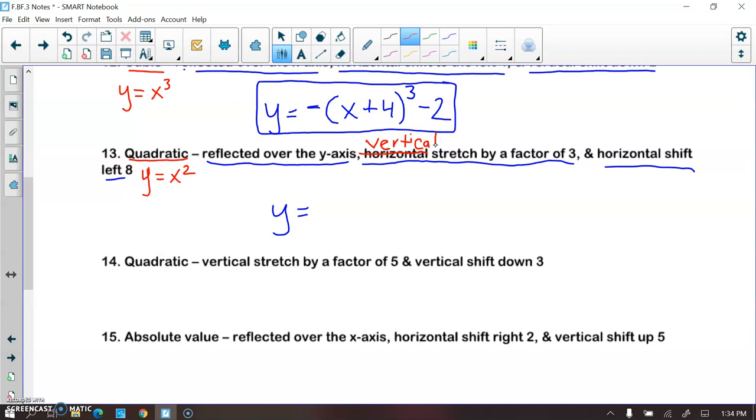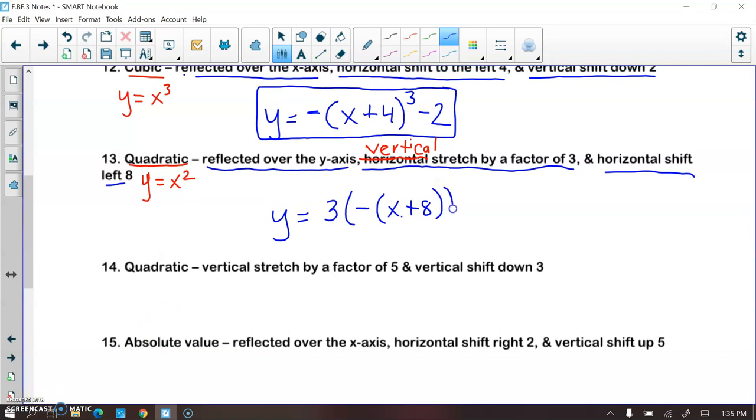So a vertical stretch by a factor of 3 means that we're going to put that on the outside of our parentheses. Then the reflection over the y-axis, we have a negative on the inside. And then the horizontal shift left, we need to be careful. We're going to do another set of parentheses, and then we're going to do an x plus an 8, and close our parentheses and then square it. And that's it. This is how we write it.